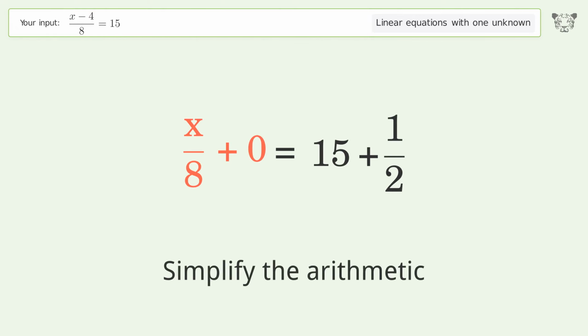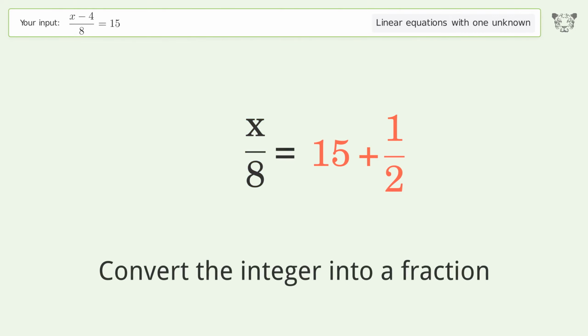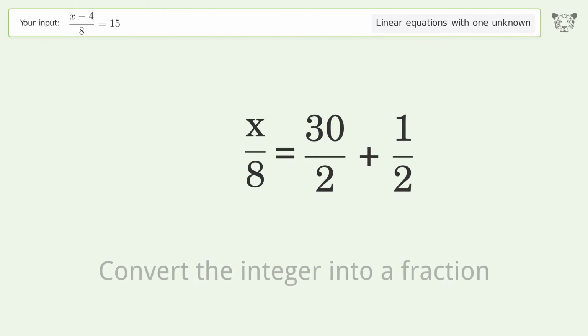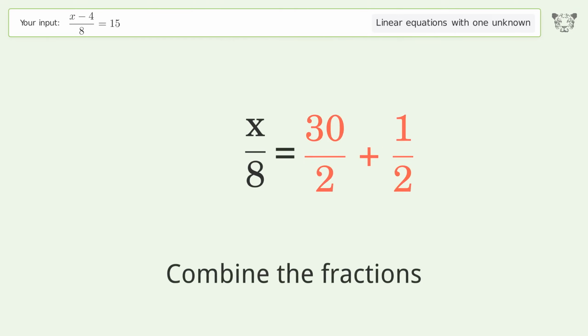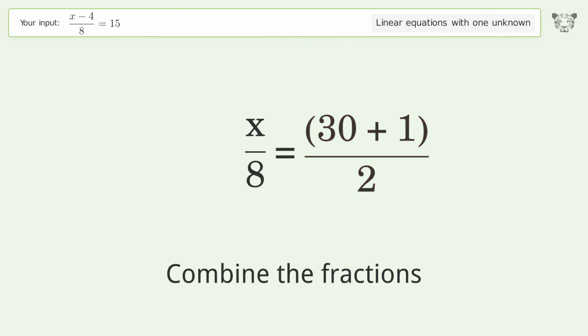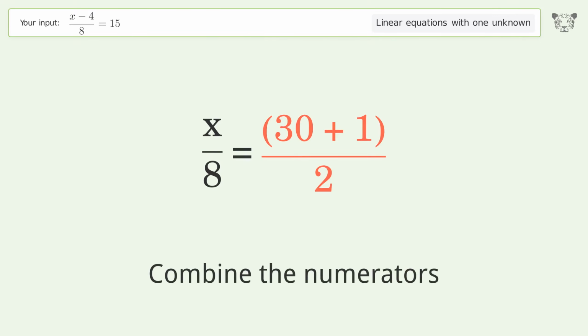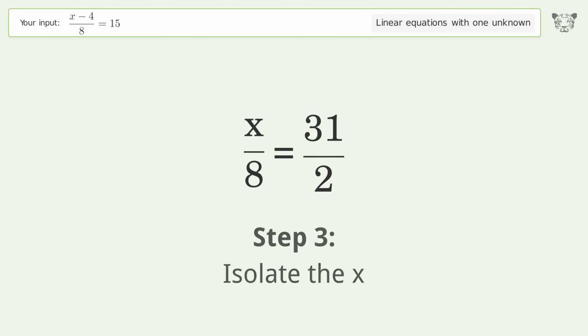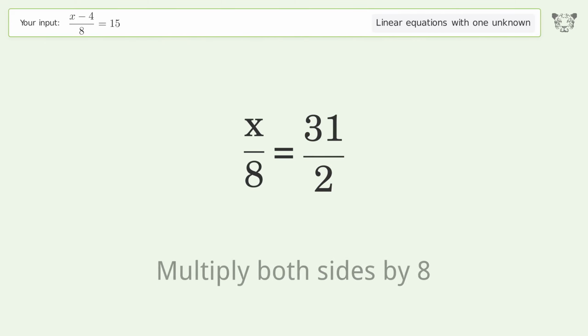Simplify the arithmetic. Convert the integer into a fraction. Combine the fractions. Combine the numerators. Isolate the x. Multiply both sides by 8.